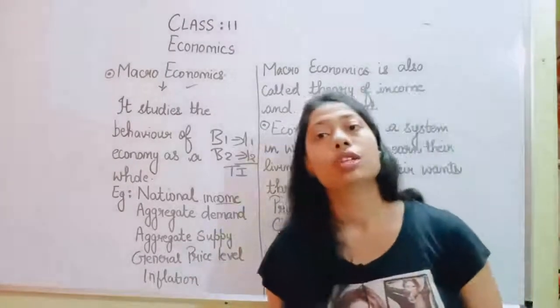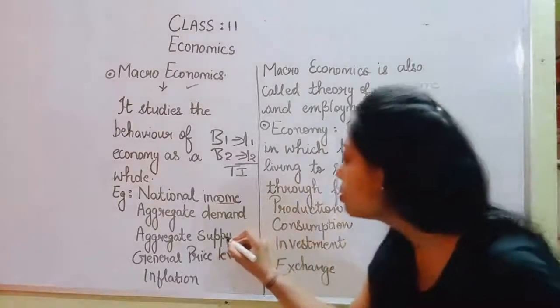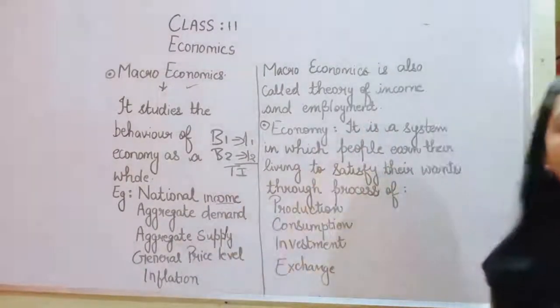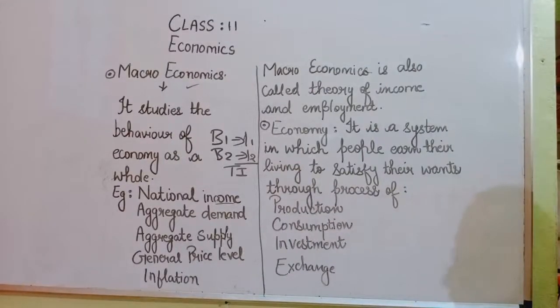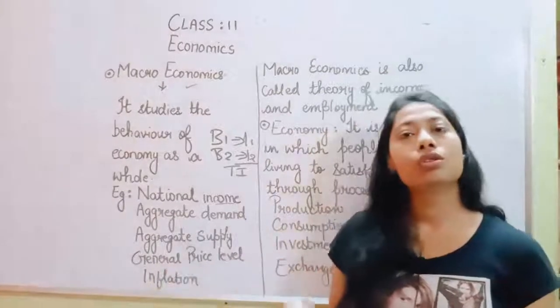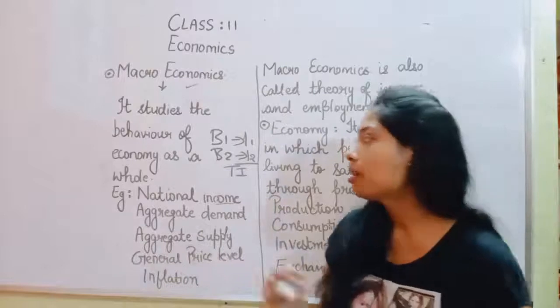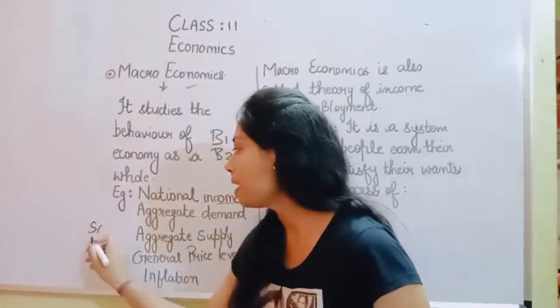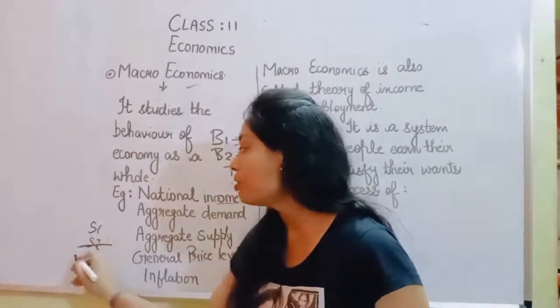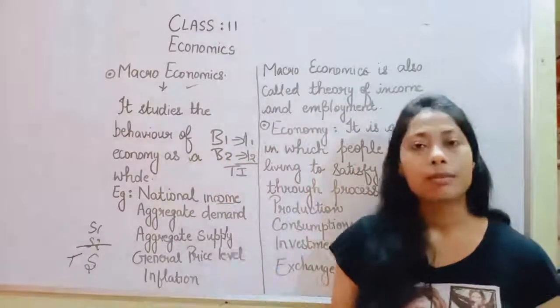The same goes with your aggregate supply. Supply, you all know, is anything which the producer is giving to the consumers so that their needs or their wants can be fulfilled. Aggregate, I have told you, is the sum total of anything. Here it is the sum total of the supplies. For example, there is S1 supply, S2 supply, so the total is your supply S. This is your aggregate supply.